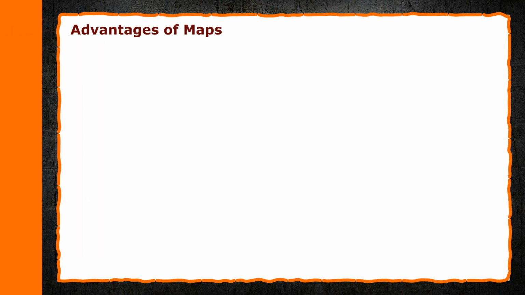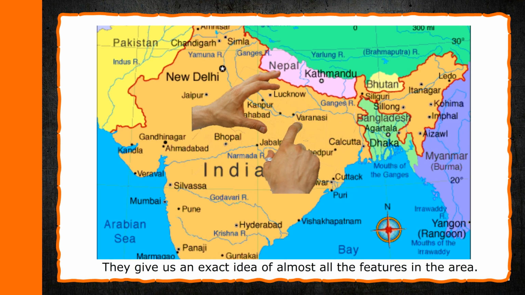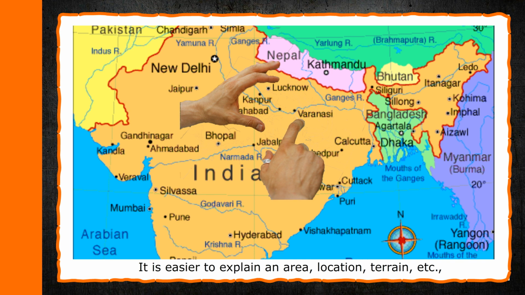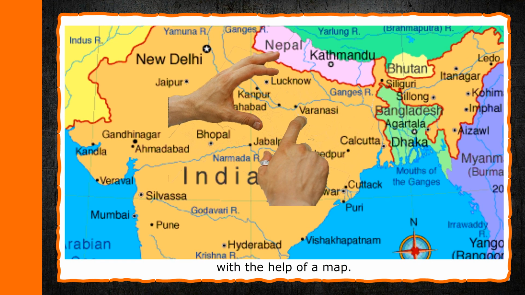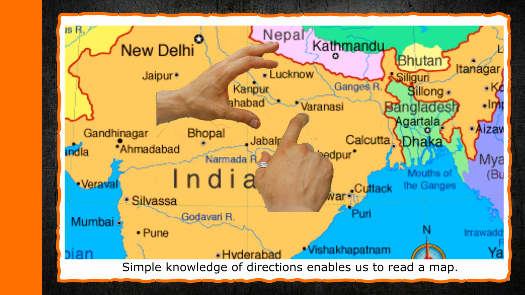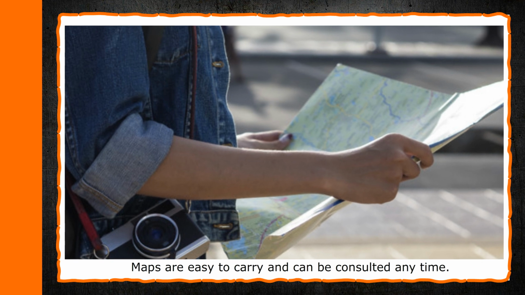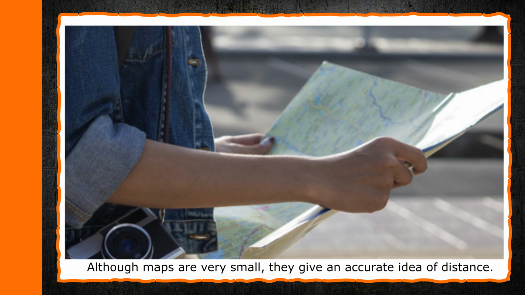Advantages of maps. Maps allow us to study large areas without actually visiting them physically. They give us an exact idea of almost all the features in the area. It is easier to explain an area, location, terrain, etc. with the help of a map. Simple knowledge of directions enables us to read a map. Maps are easy to carry and can be consulted anytime. Although maps are very small, they give an accurate idea of distance.